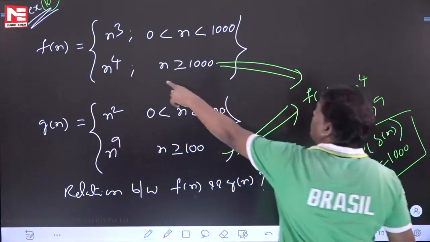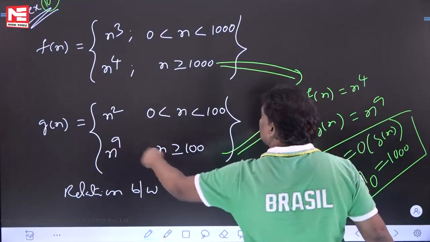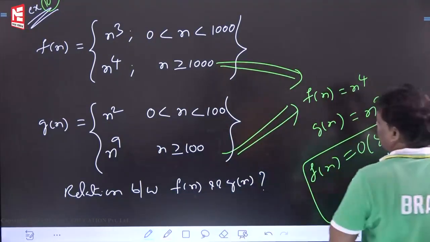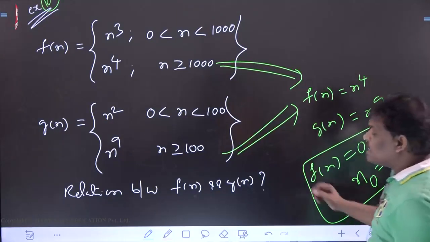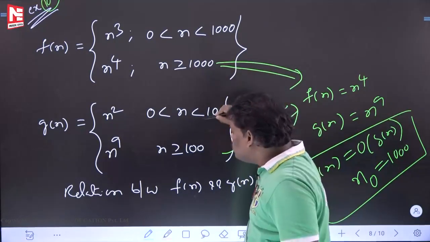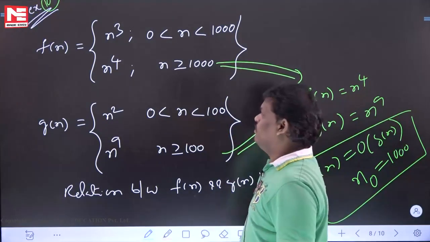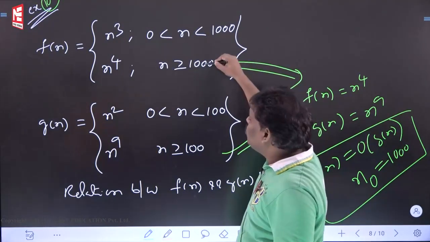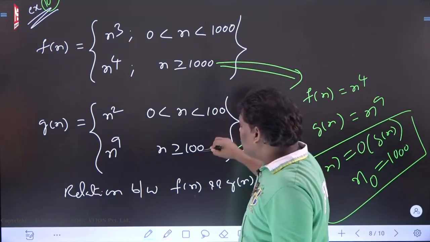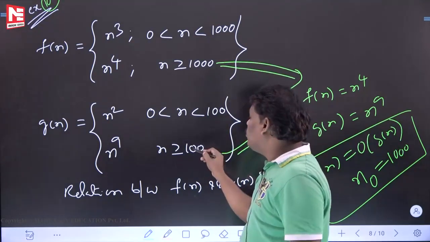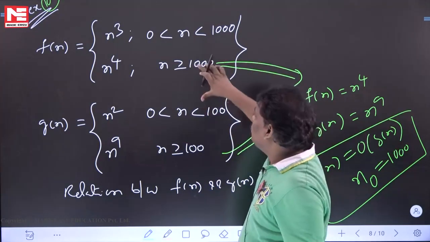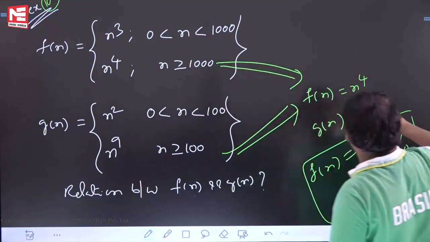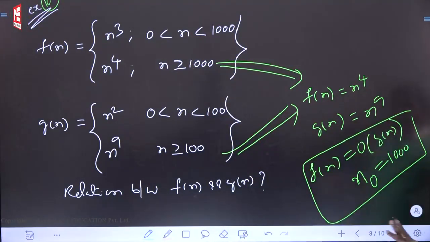1000 onwards is n power 4, 1000 onwards is n power 9. So the bigger one is n power 9. Some people are asking, sir, it is from 100. 100 onwards means 1000 is also there, but 1000 onward doesn't mean that 100 is there. 1000 onward means more. So from 1000 onwards, if you see both, G of n is greater than F of n.